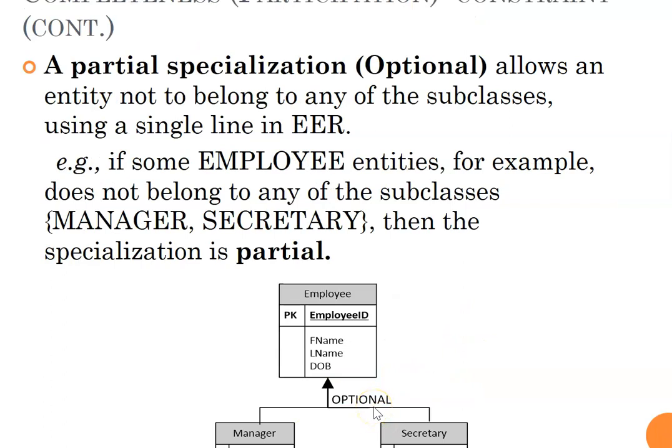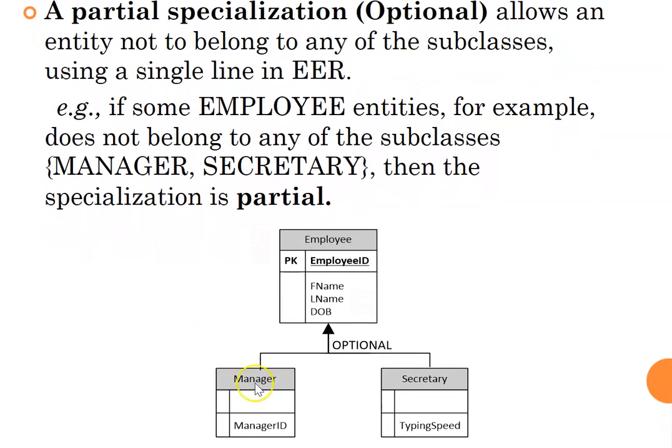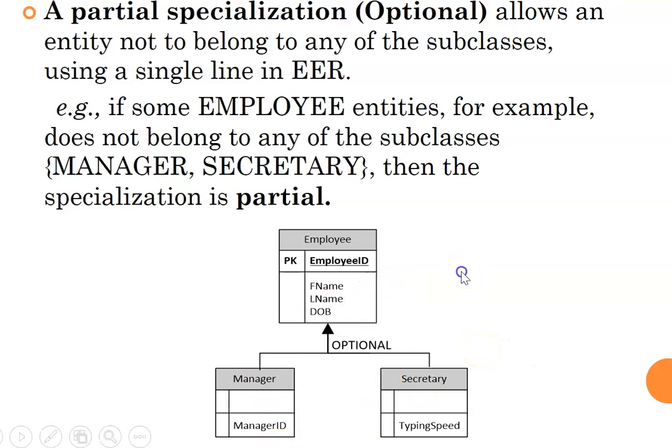Whereas when you're talking about optional, the partial specialization, which is an optional participation, it allows an entity of the superclass not to belong to any of the subclasses. It means that this particular employee can be a manager, or it's optional. It does not necessarily mean that this employee is participating in any of the subclasses. So an employee can exist on its own, or if the participation is there, it can participate in either a manager or a secretary subclass. But it doesn't necessarily mean that it is a must that this employee should participate in any of those subclasses.